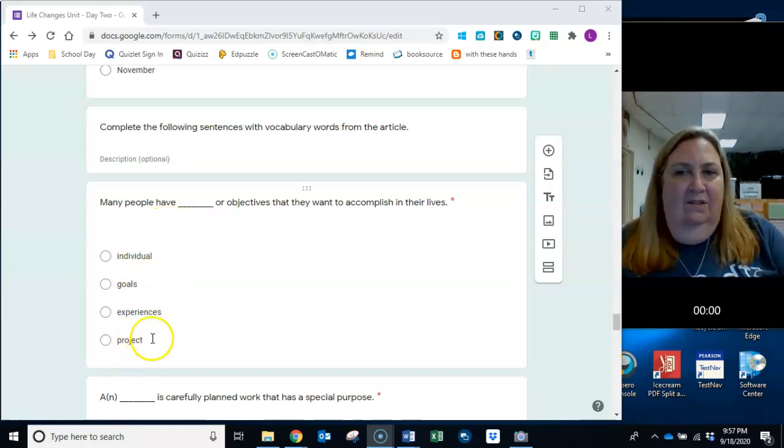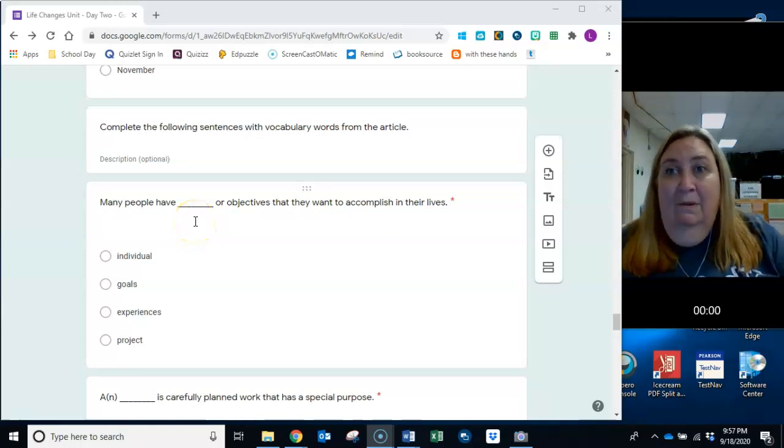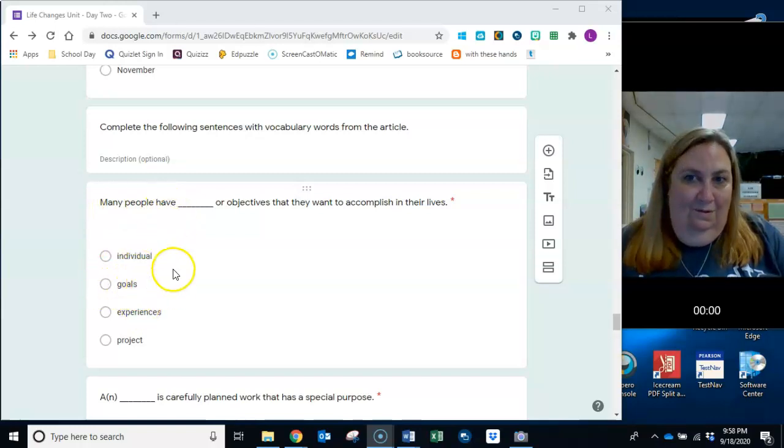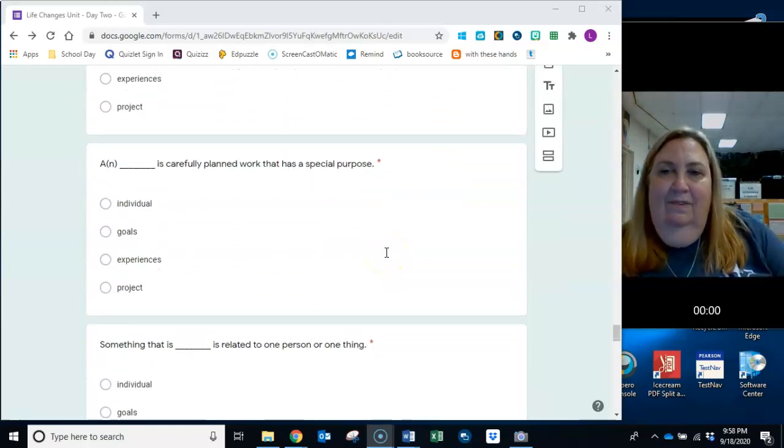Many people have project or objectives. If that had an S on the end, it would be a competitor. Many people have projects or objectives they want to accomplish. I will have projects I want to accomplish, but it doesn't have an S on the end, so it doesn't fit in that sentence. Sometimes it's not about the vocabulary word as much as it is about how we write sentences, and you have to pay close attention to those kinds of things. So many people have goals or objectives they want to accomplish in their lives. See, you guys are getting the answers, and those people that don't listen to the videos, they're out of luck.